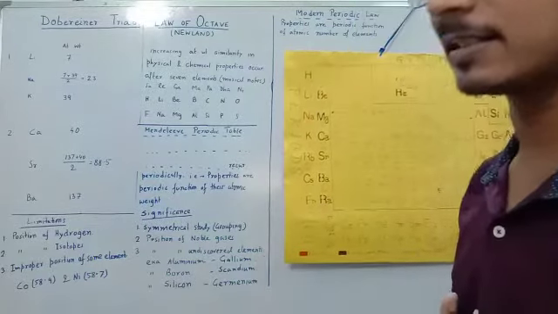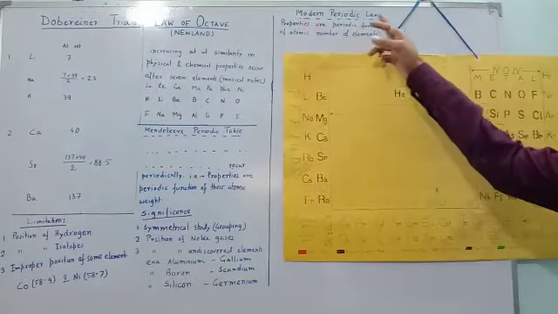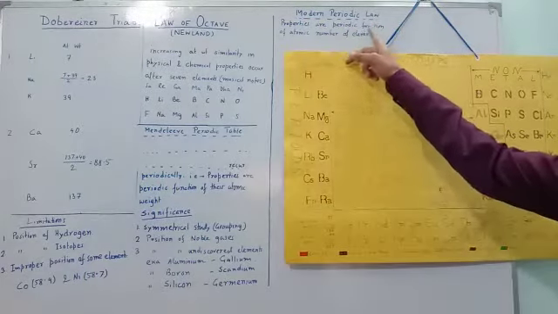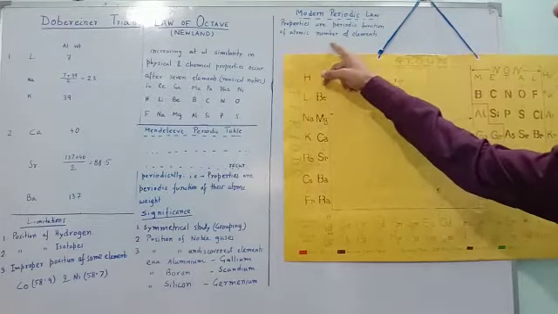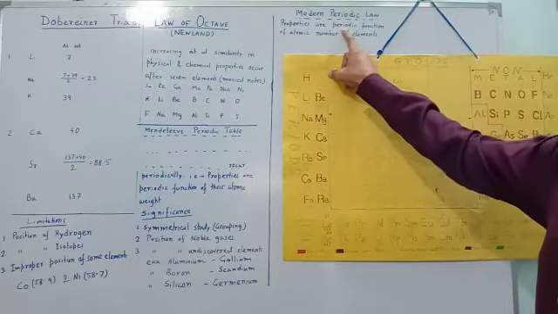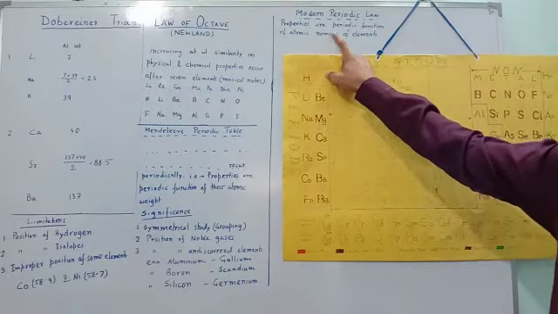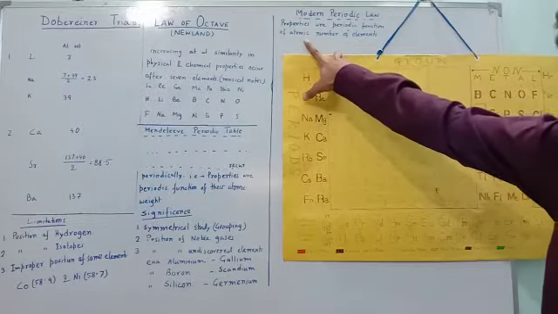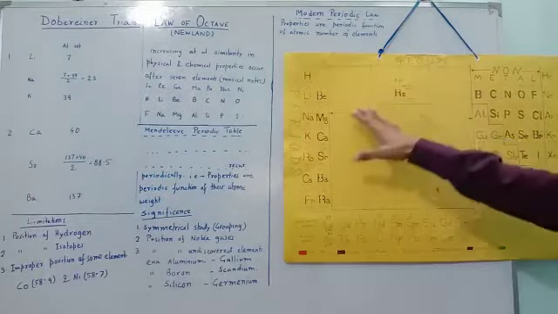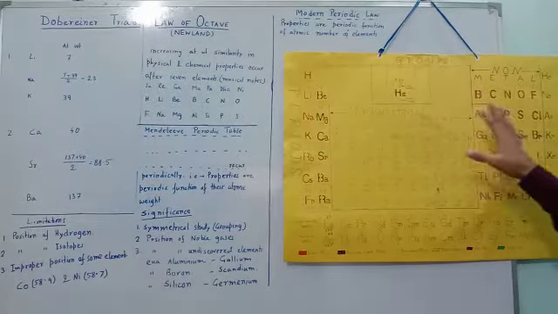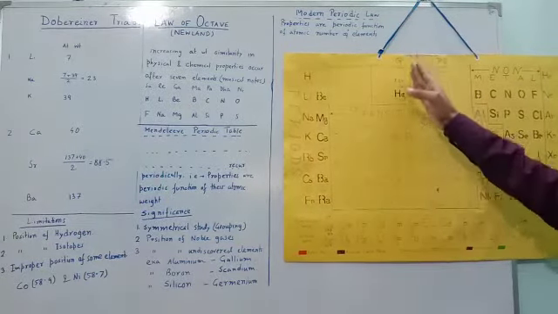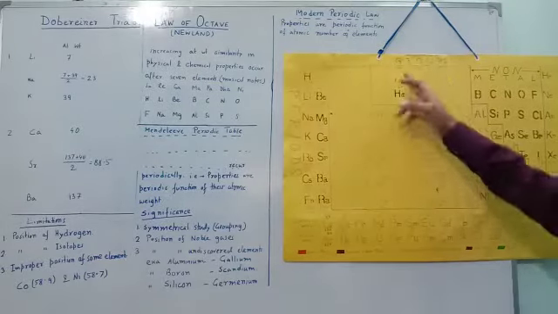Now, to avoid these limitations, we come to the modern periodic law, which says that the physical and chemical properties of elements are a periodic function of atomic number, not atomic weight. If we arrange the elements in ascending order of atomic number, we make this table. This is called the modern periodic table. In this table, we have some horizontal rows which are called periods, and we have some vertical columns also, which are called groups.